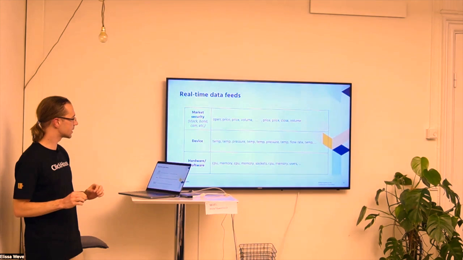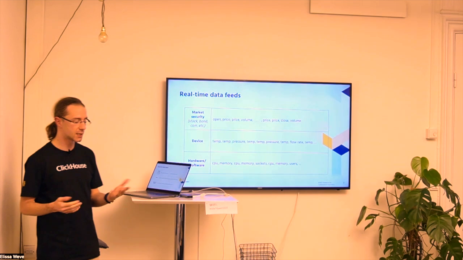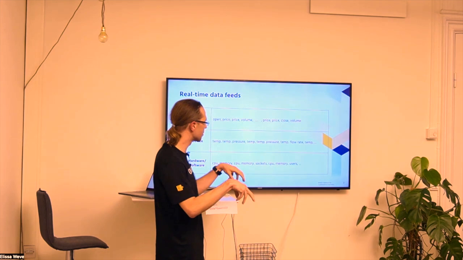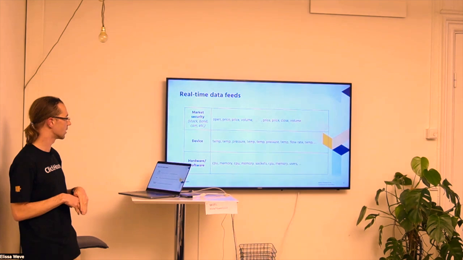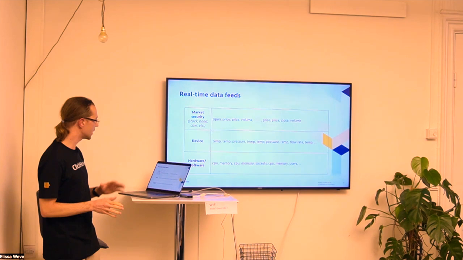You have similar types of data sets in other use cases. For example, if you get sensor data from some kind of device or from factories, you'll get similar looking data, but instead of prices and volumes, you get temperature readings, pressure readings, and flow rate readings from different sensors. It's very similar, and the queries will be very similar, and the treatment will be very similar. Or you might even have metrics from hardware or software, things like CPU, memory, sockets, a bunch of different things. So all very similar types of data. But here we'll focus on market data.